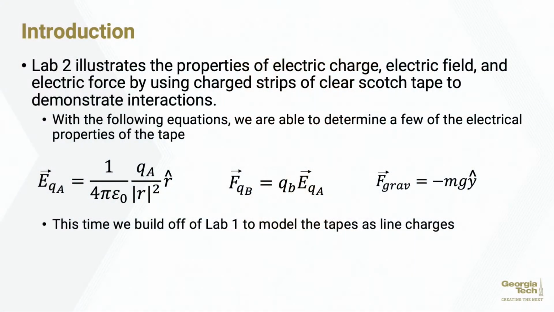This lab follows the same procedure as Lab 1. We rip apart two pieces of Scotch tape so that they become charged, and then we observe interactions between objects of the same charge, opposite charge, and neutral charge. In Lab 1, we used the data that we collected from this to calculate the charge on the two pieces of tape by modeling them as point charges. But in Lab 2, we are going to use Python and the same data that we found in order to determine the charge on the pieces of tape modeled as a line charge.